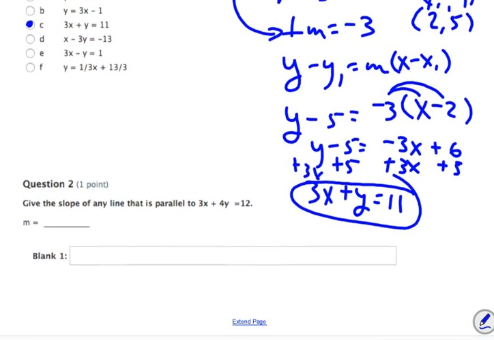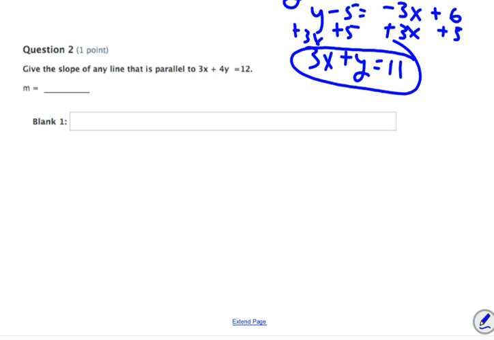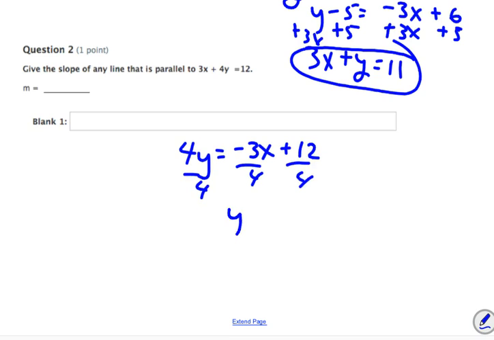If the slope of a line is parallel to 3x plus 4y equals 12. Well, probably the easiest way is to find the slope. To find the slope, I get the y alone, so I'm going to minus over the 3x, divide everything by 4, get y equals negative 3/4 x plus 3. So the slope is negative 3/4. And I want it to be parallel, so it has to be the same exact slope.